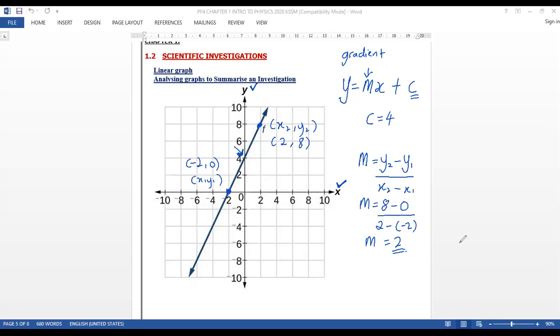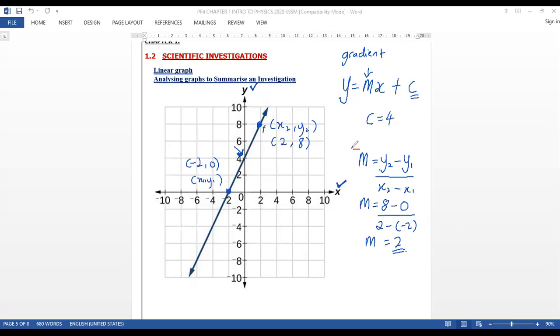This is how we calculate gradient. You have to take 2 points of coordinates on a line and identify these coordinates as x2, y2 and x1, y1. Then you solve the problem by using the formula given.